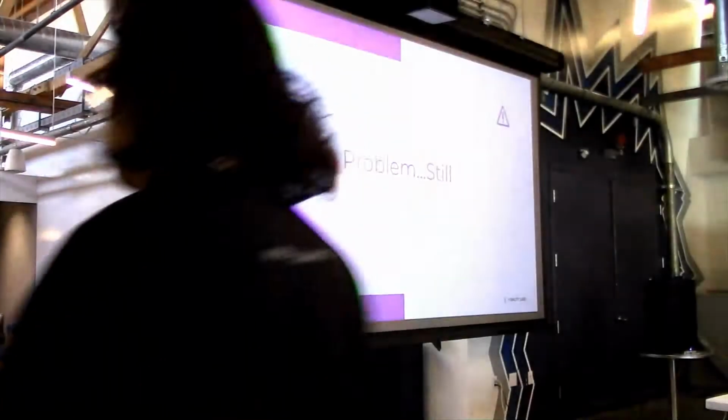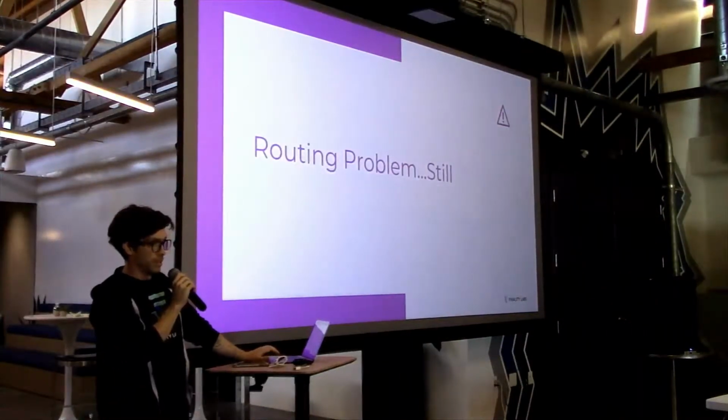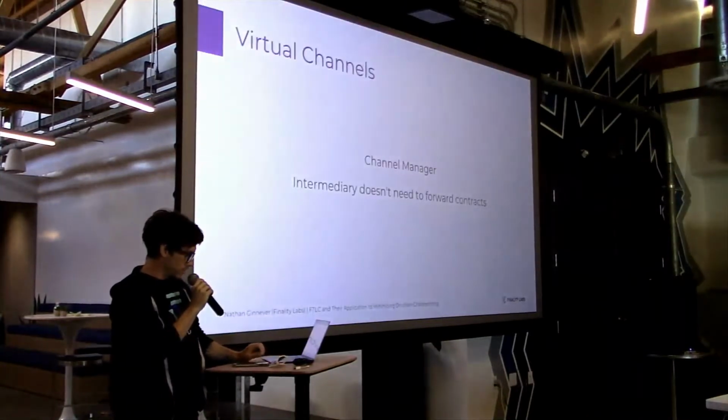We're starting to look a little bit better. The routing problem is still there though. We still can't find liquidity paths. That doesn't seem to change.